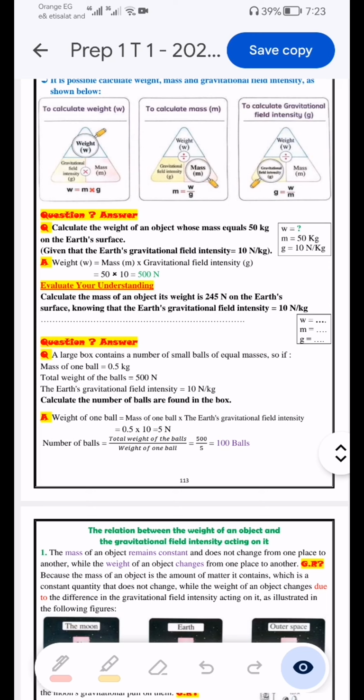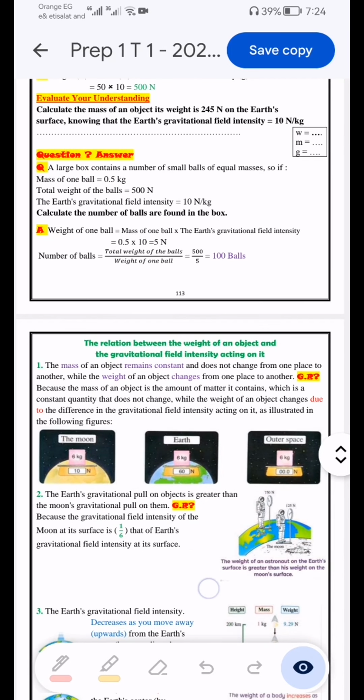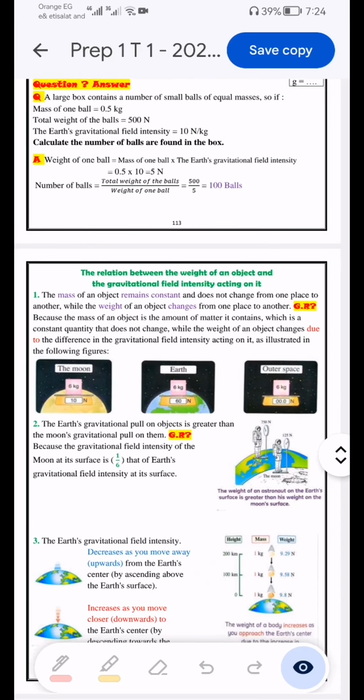Okay, so the weight will change from one place to another. When you move from earth to moon, the moon has a gravitational field intensity less than the earth, so your weight on moon will be less than your weight on earth, right? Look at this. The relation between weight of an object and the gravitational field intensity acting on it. The mass of an object remains constant, as we said, and doesn't change from one place to another, while weight of an object changes from one place to another.